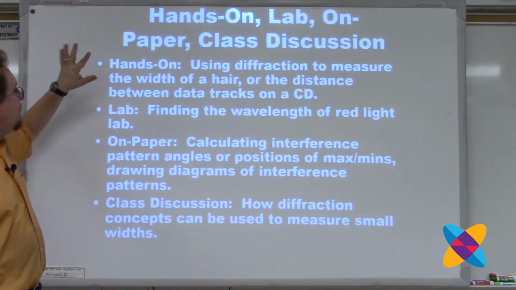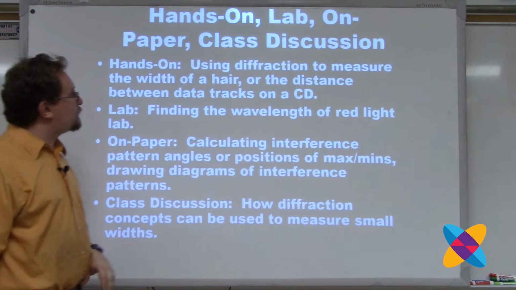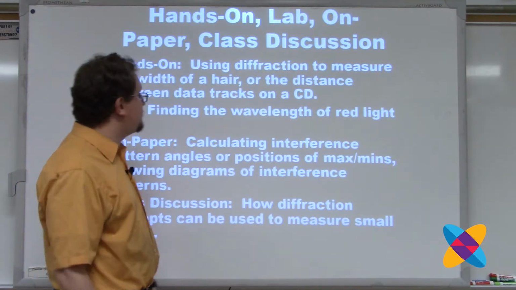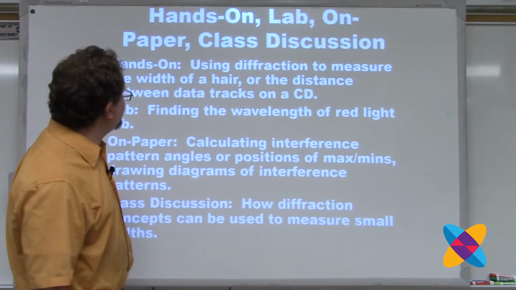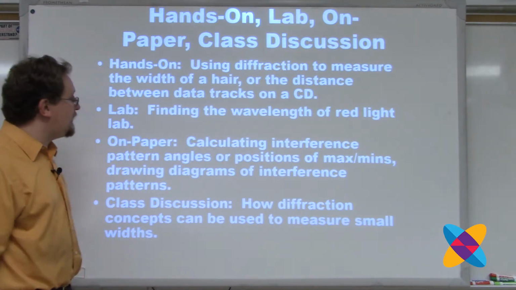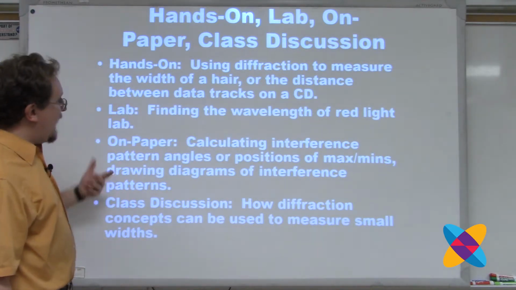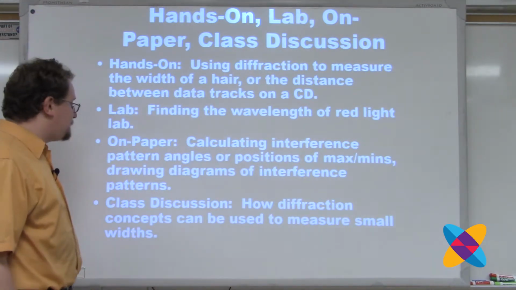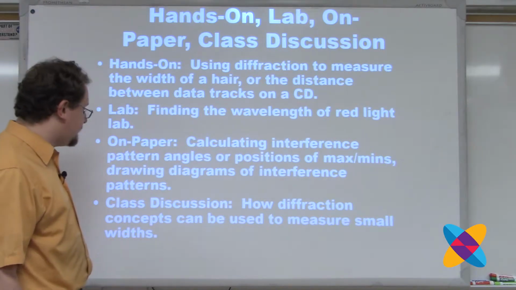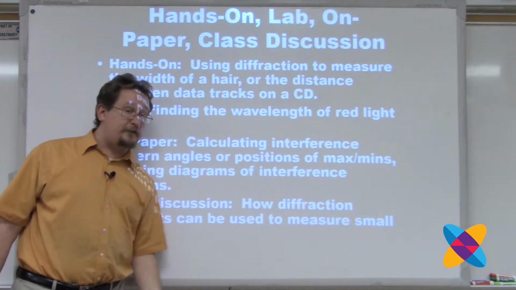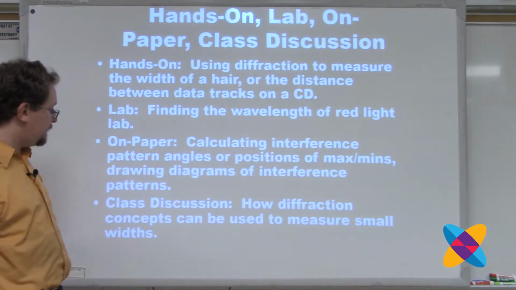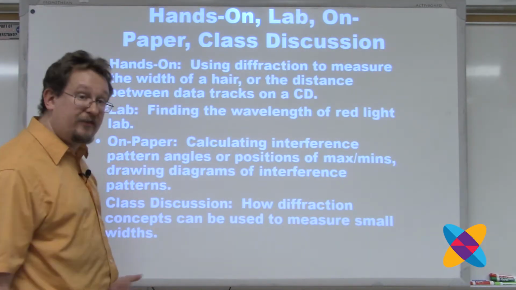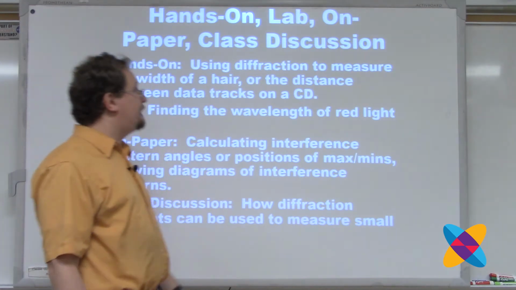Hands-on, I have the students do activities where they're using diffraction concepts to measure the width of a human hair. I'll show you that in Module B, Part B. The distance between data tracks on a CD, I'll show you that in Part B. There is a lab called the Finding the Wavelength of Red Light Lab. Calculating interference pattern angles or positions of maximums and minima. Drawing diagrams of interference patterns, that's important. How diffraction concepts can be used to measure small widths. It's a good class discussion to have.